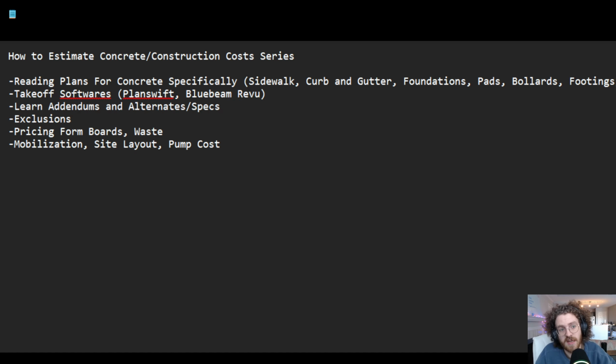This is the meat and potatoes. It's reading plans, using takeoff software, figuring out addendums, alternate specs, and exclusions, making sure I'm excluding the right stuff and including the right stuff. And then the pricing of formboards and all that is the easy stuff.